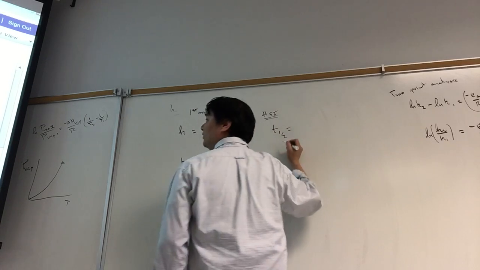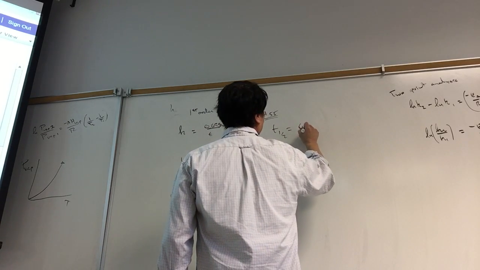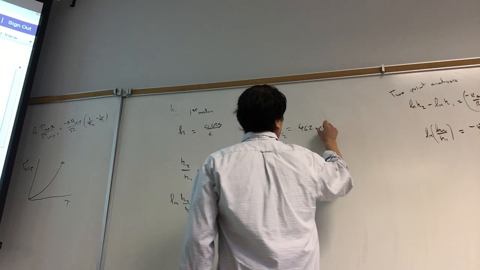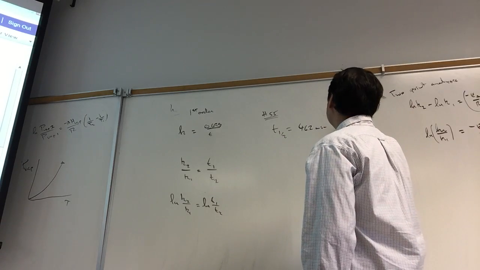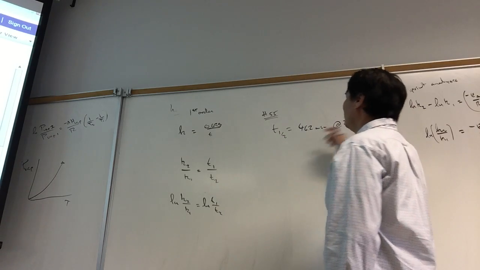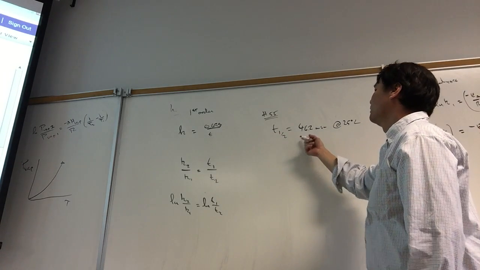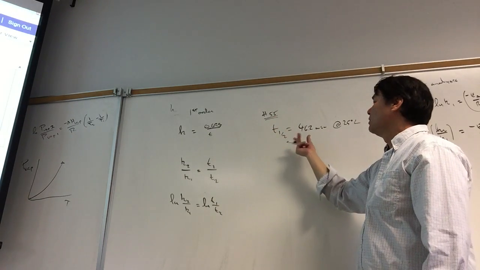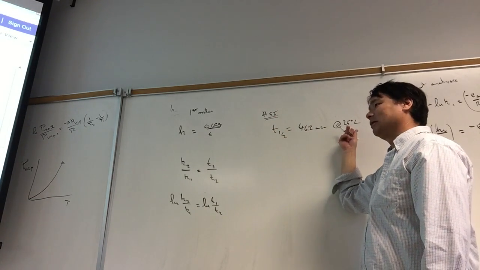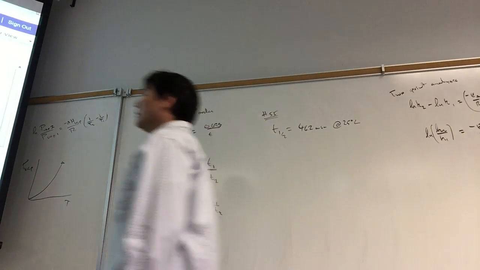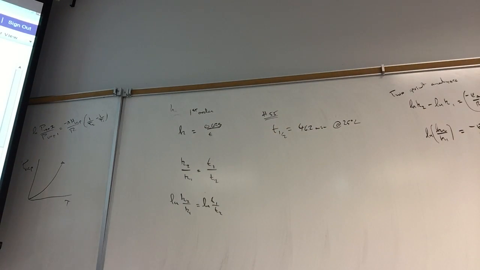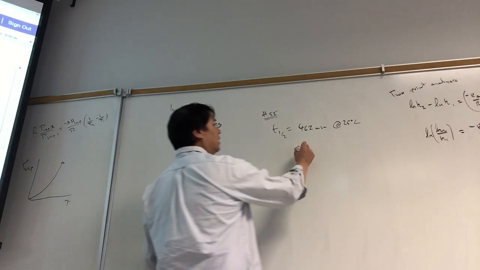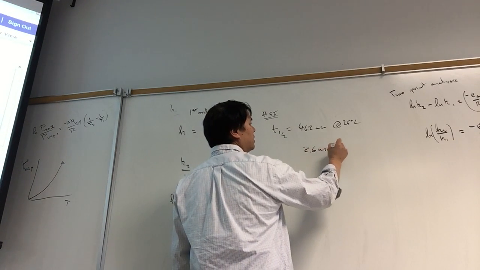T1 half equals 46.2 minutes at 25 degrees C. Here we know this has got to be first order, so we know K, because if we have T1 half, we can easily solve. So we have K1 at T1, and then 2.6 minutes at 102 degrees C. So it's a lot faster at 106 degrees C, this whole reaction.